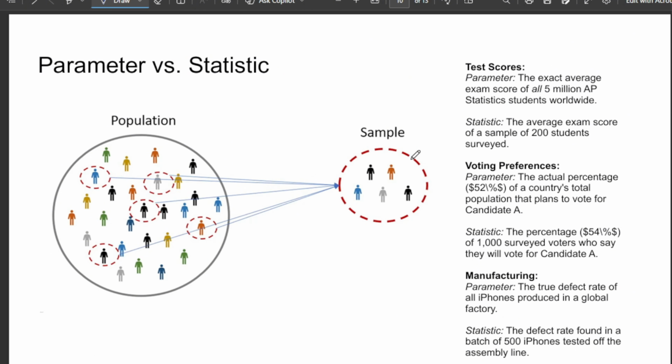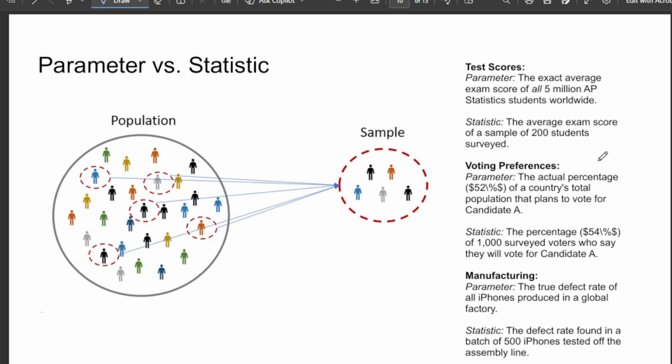How about parameter and statistic? The reason why I kept the graph of population and sample is that a parameter is a numeric value that describes a population, and a statistic is a numerical value that describes a sample. Let's give some examples. Parameter: the exact average exam score of all 5 million AP statistics students worldwide. Statistic: the average exam score of a sample of 200 students surveyed.